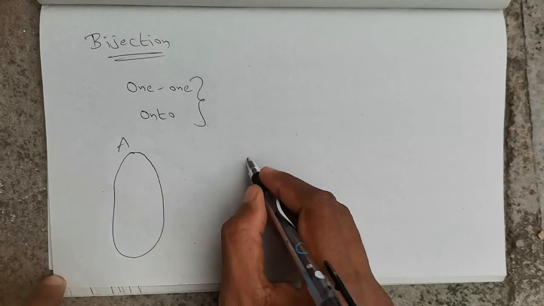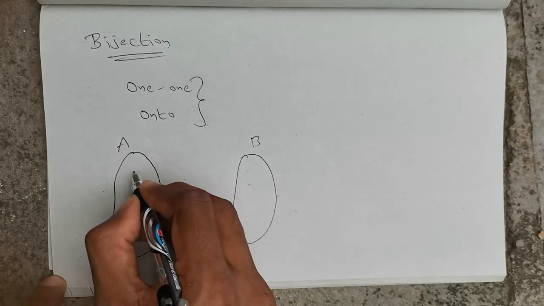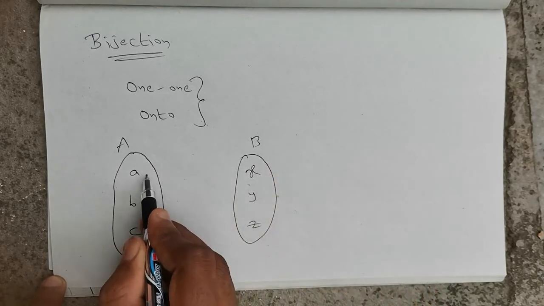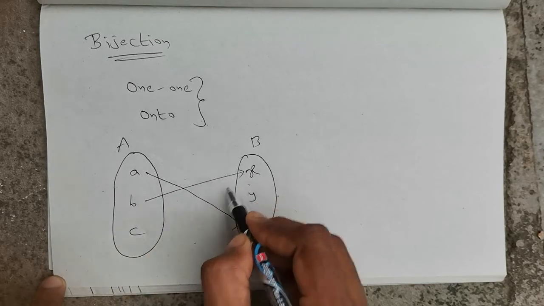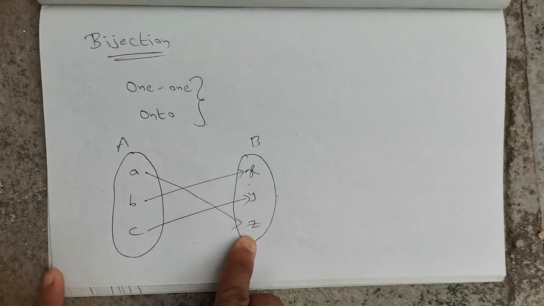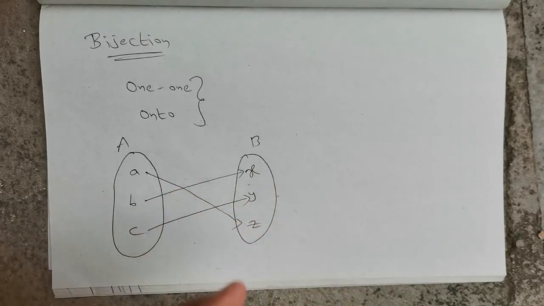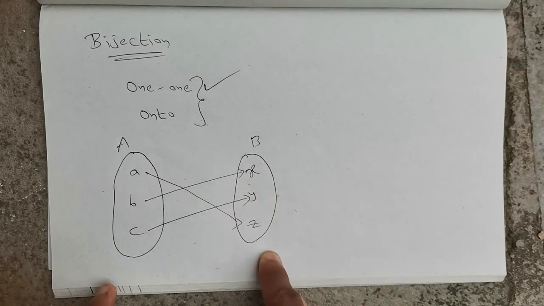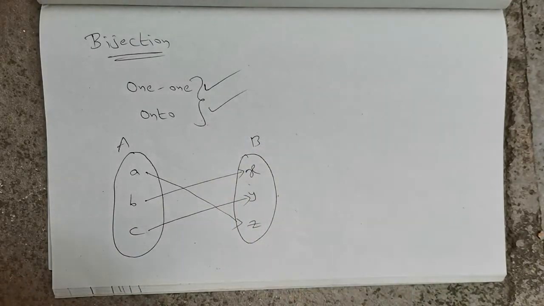I have set A and set B. In set A, A, B, C are the elements, and in set B, X, Y, Z are the elements. A is connected to Z, B to X, C to Y. First, we need to check whether it is a one-one function or not. A having only one image, B having only one image, C having only one. Yes, it is a one-one function. Then what about onto? Yes, this is also onto, because codomain is equal to range. So this is also onto. Then this is the example for bijection.